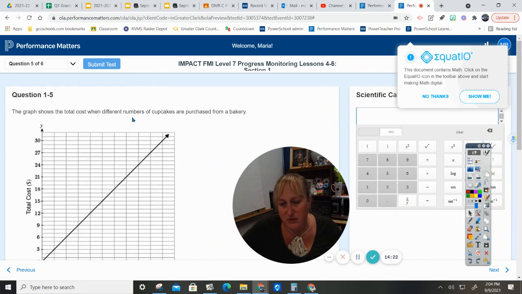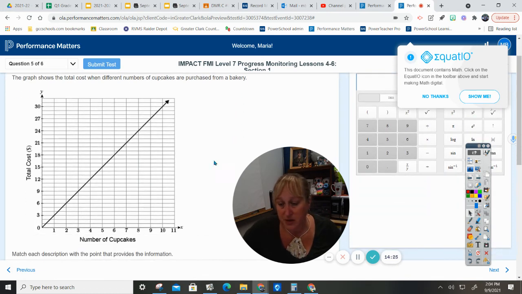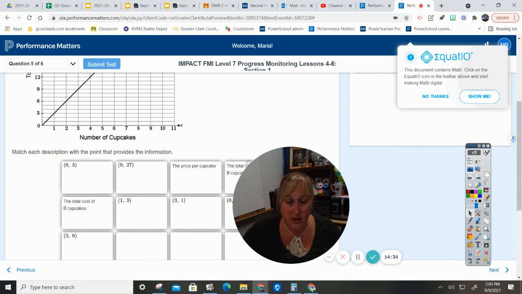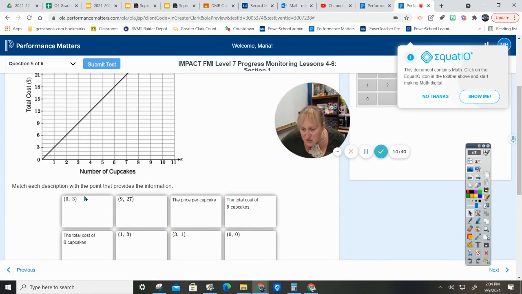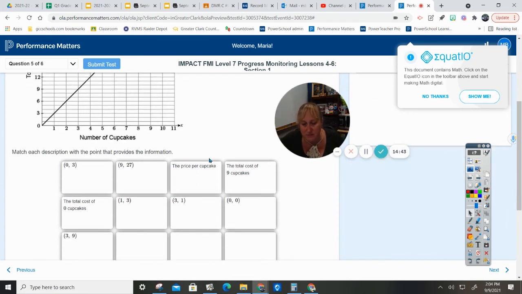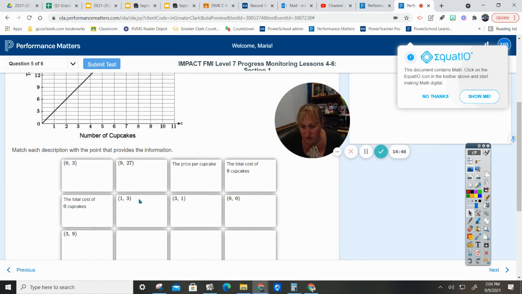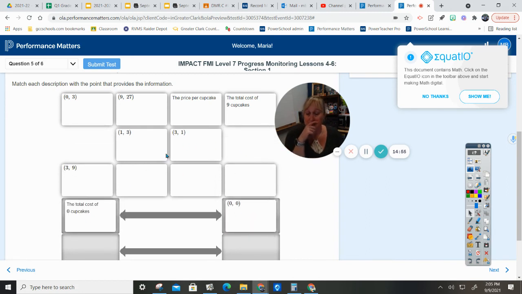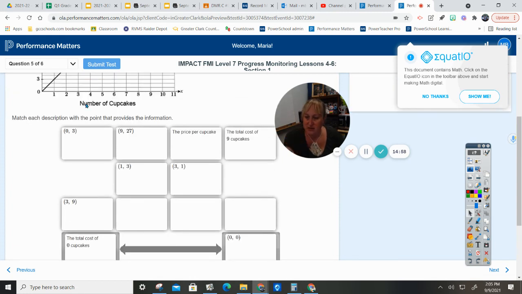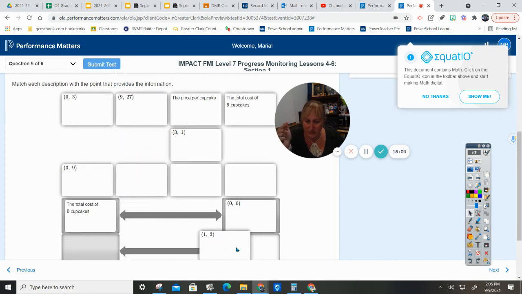The graph shows the total cost when different numbers of cupcakes are purchased from a bakery. Okay, so I'm going to look at this and I'm immediately going to see, guess what? One cupcake costs me $3. That's my unit rate. So now we have to do that funny one. Let's make my face smaller again. So match each description with the point that provides the information. Okay. Well, I know that the total cost of 0 cupcakes is $0. That's easy. The price per cupcake, well, 1 is my X, so 1 cupcake costs $3. So that would be here.